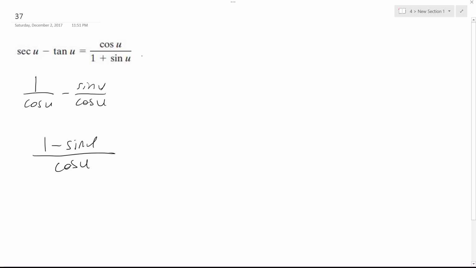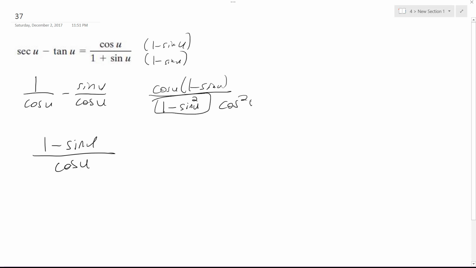Then on the right side, what I'm gonna do is do a conjugate, so 1 minus the sine u times 1 minus the sine u, and you'll see what I'm doing here. So on the right side, this becomes cosine u times 1 minus sine u, and the bottom it becomes 1 minus sine squared u, and this is equal to the cosine squared u, and this gets rid of one of that, so we're simply left with 1 minus sine u over cosine u. And the nice thing about this, what I did is I made these meet in the middle, so that proves right there that these are equal to each other.